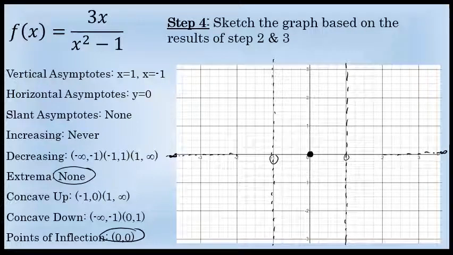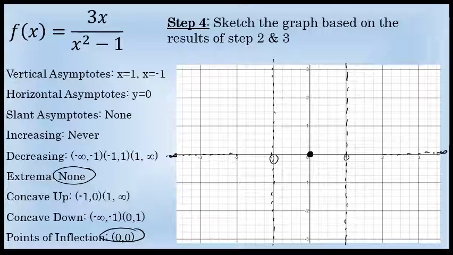There's a point of inflection at 0, 0. So I really only have plotted one point. Most of my sketch of this curve will be based on where the graph is increasing and decreasing and where it's concave up and concave down.